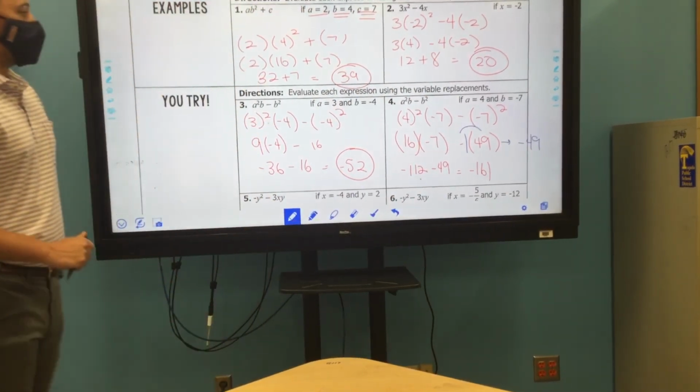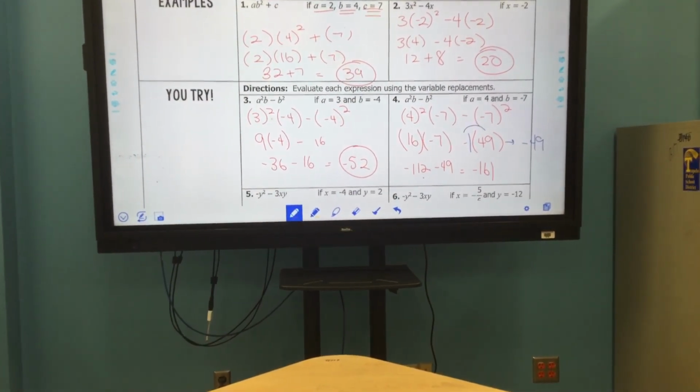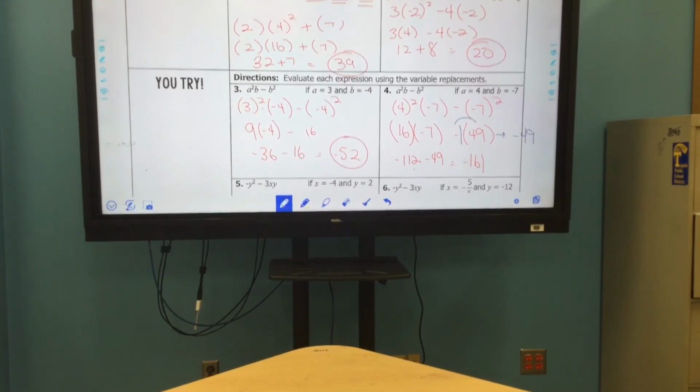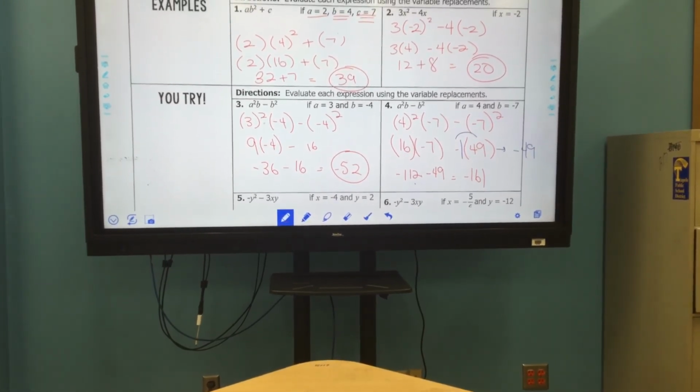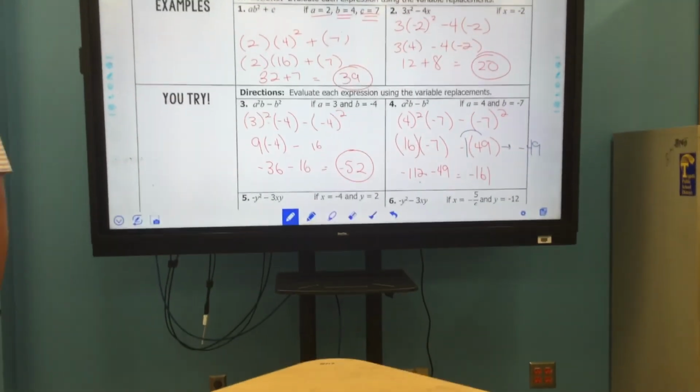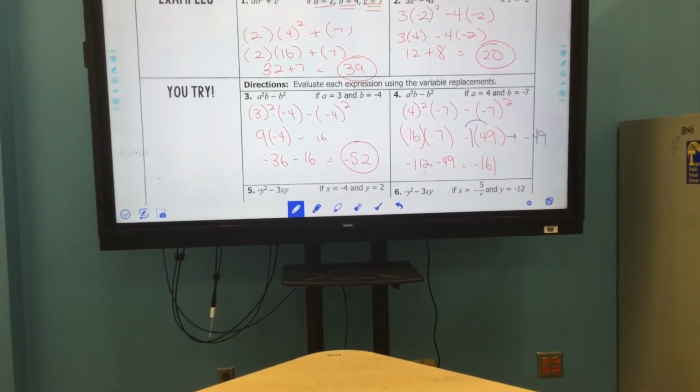All right, so there's 4 good problems to start off. You've got 5 and 6 at the bottom of your page. Go ahead and work those on your own. I'm going to walk around, check your work, make sure that you got that going on the right way.